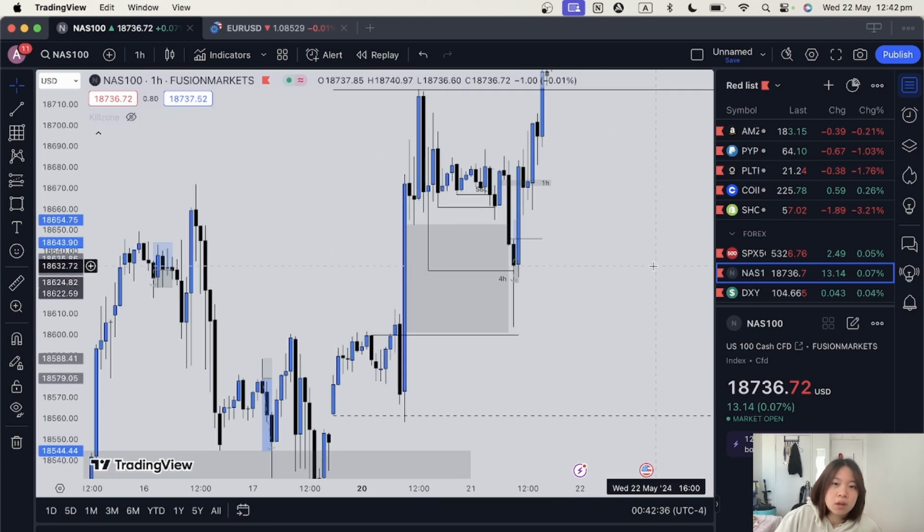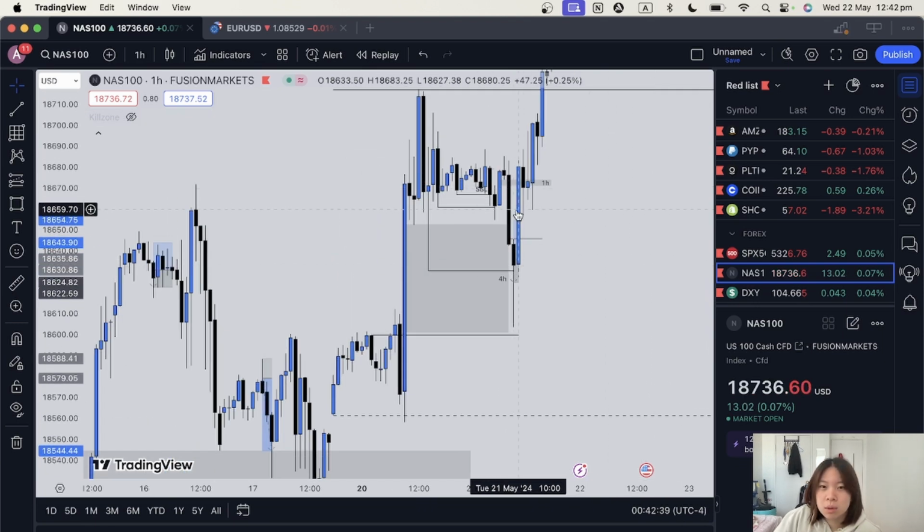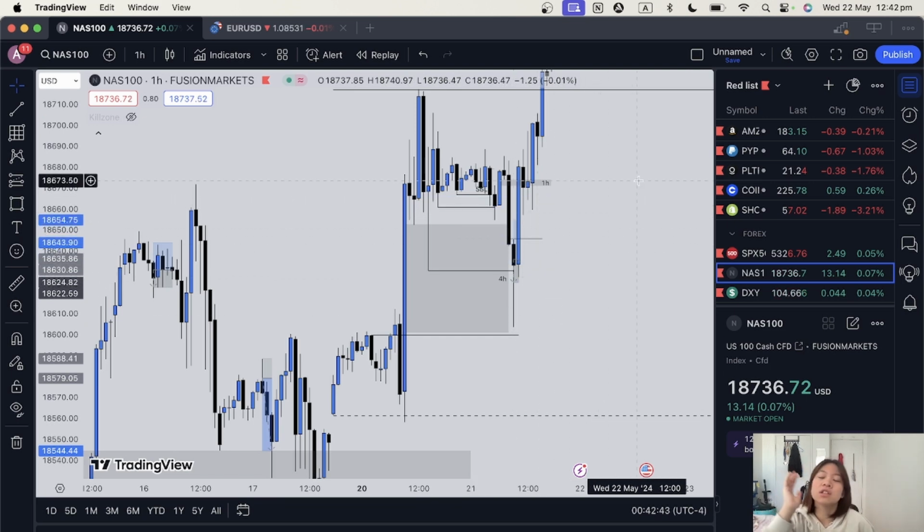Another reason I got a little concerned was probably this massive fair value gap right there, which is why I changed into that bearish mindset. But yeah, no more going to other people's live streams and taking their bias.